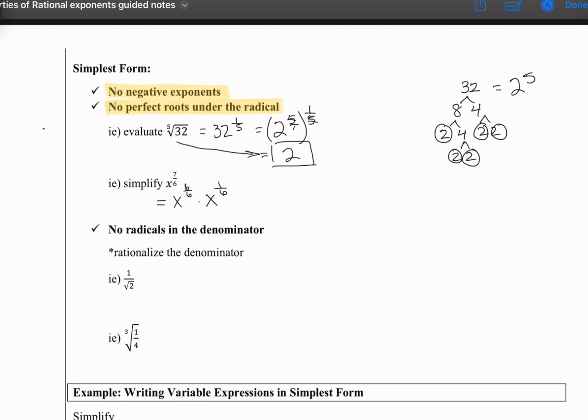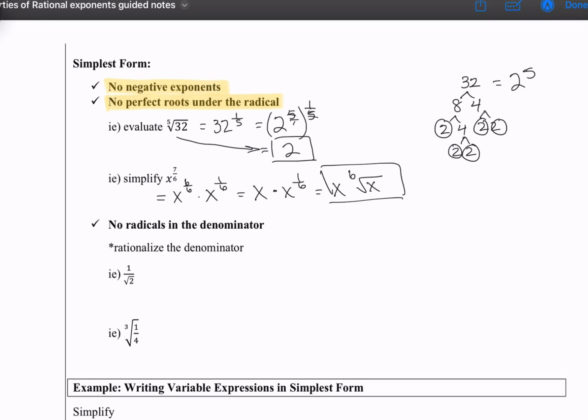Well, now x to the 6/6, or x to the first power, and then x to the 1/6, you could leave as x to the 1/6, or you could write it in radical notation. So this would be x times the 6th root of x. Either one works. You also can't have any radicals in your denominator. So this brings us back to rationalizing the denominator, which we've done in the past.